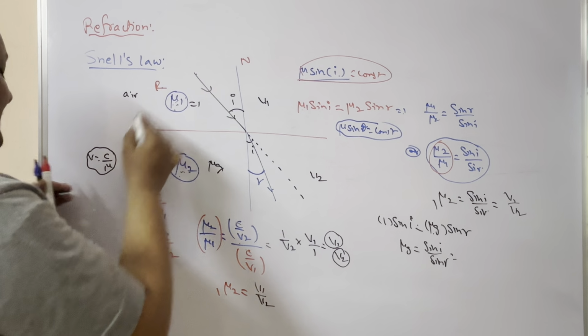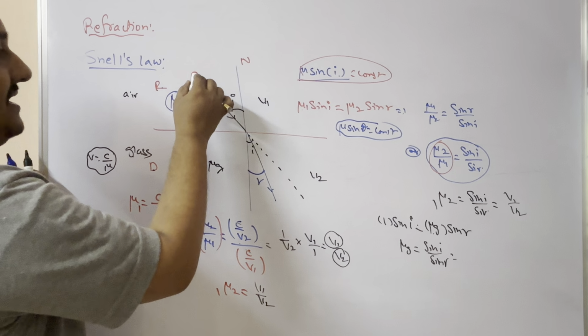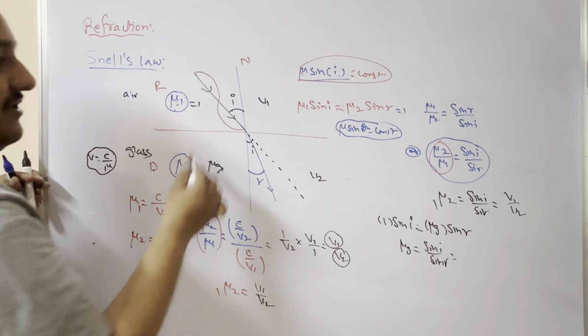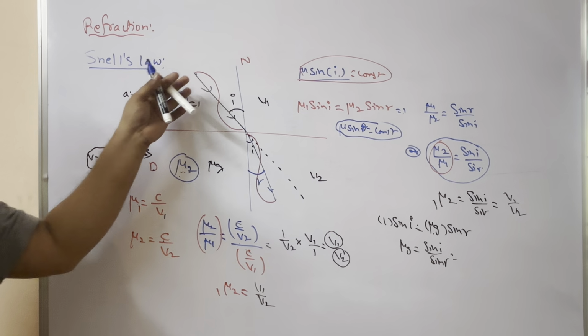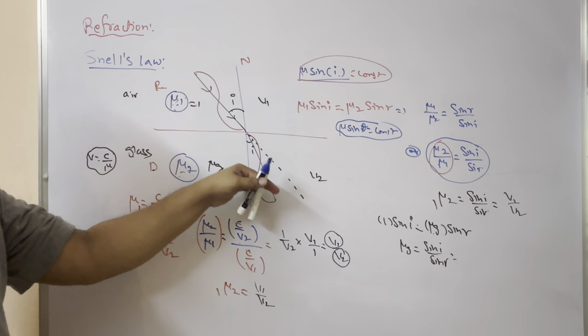Frequency and wavelength means light travels in the form of waves, we will assume. This is one wave. Let us assume it is going like this. The same wave will be going like this, but it is bending, that's all. Therefore, wave number is not changing.